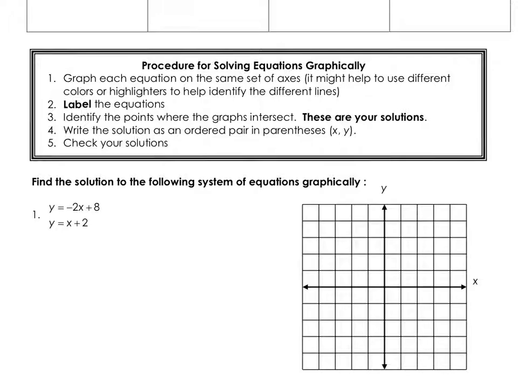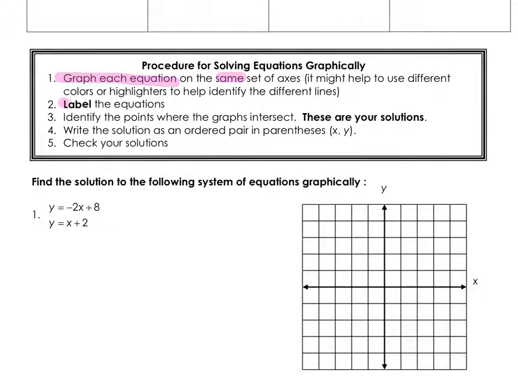So the procedure for solving equations graphically is that we first graph each equation on the same set of axes. It's no different than what we've already been doing. We're going to graph each equation, they're just going on the same set of axes. It might help to use a different color or highlighters to help identify the different lines so that you know which one is which.